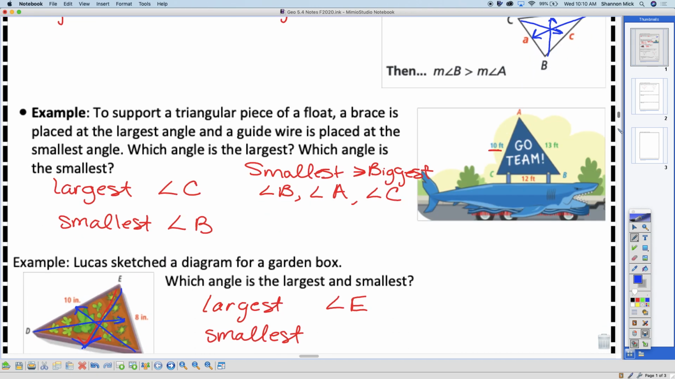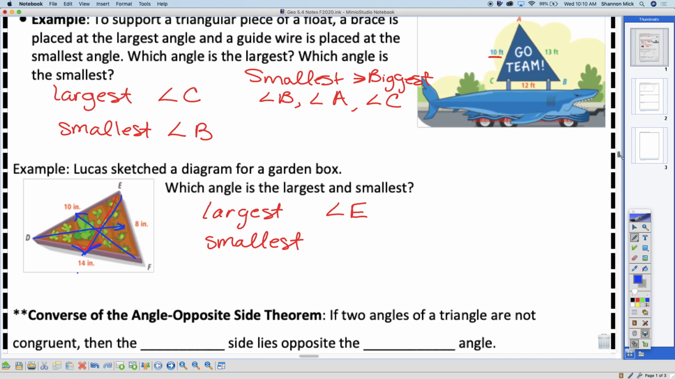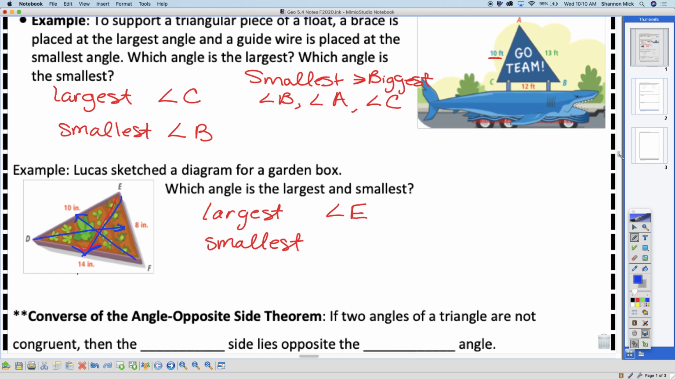Okay, so Desiree, what's the smallest angle? D or F? D. Because it's across from the 8. Make sense, everyone?